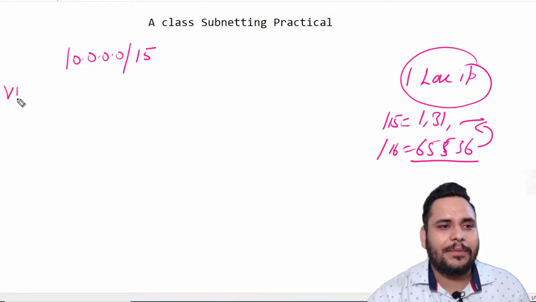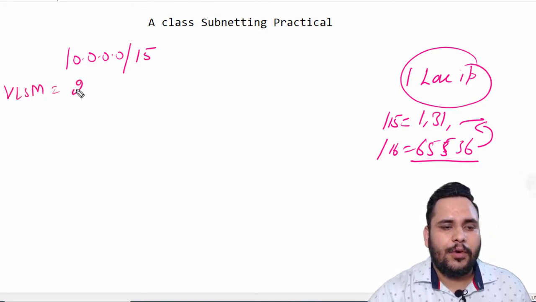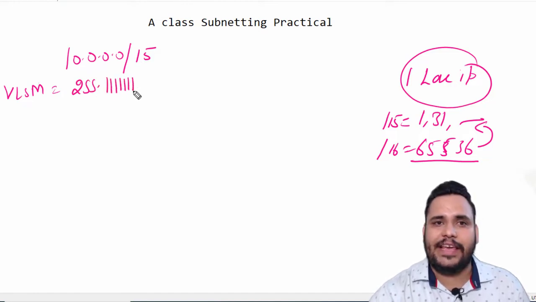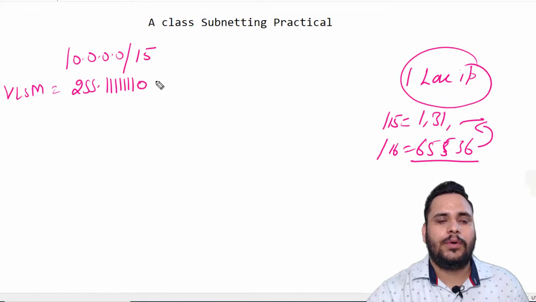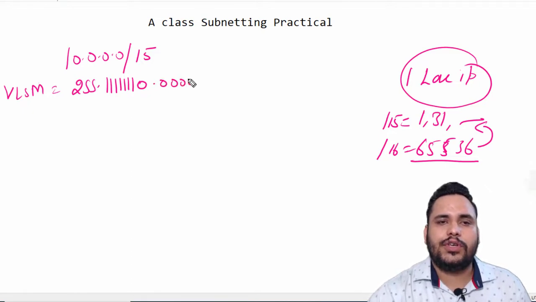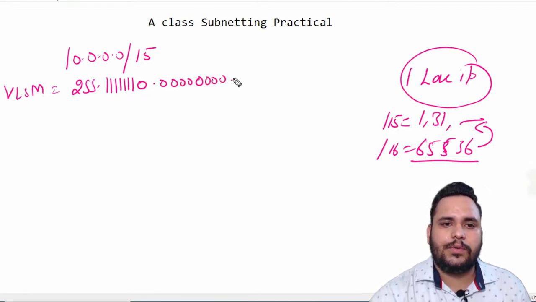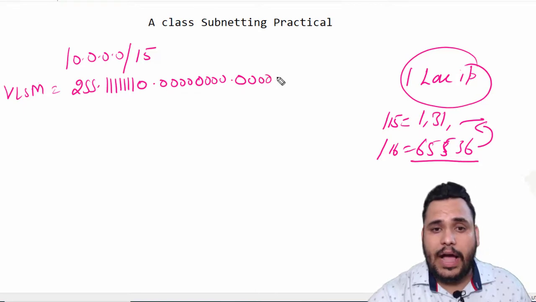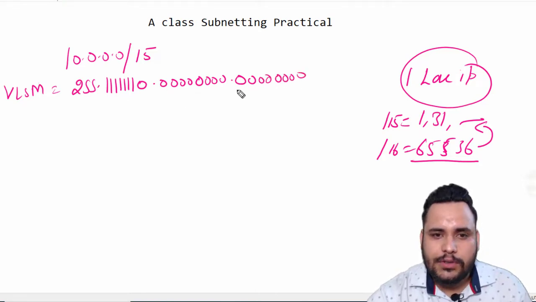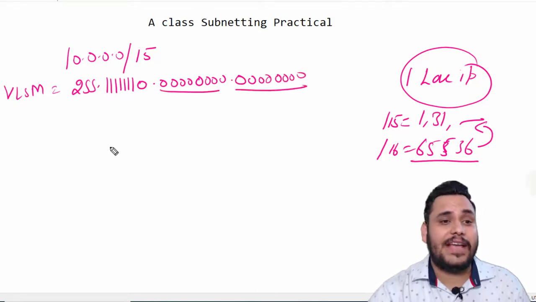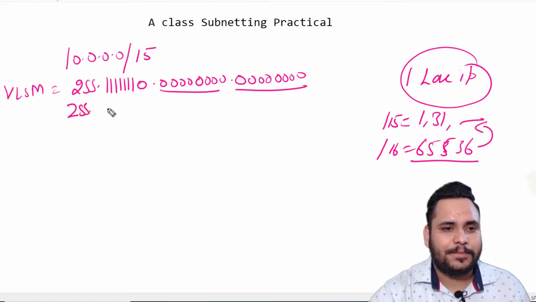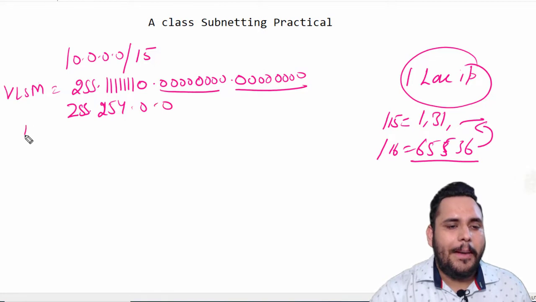So VLSM is 255, 1, 2, 3, 4, 5, 6, 7 and then 0, 0, 0, 0, 0, 0, 0, 0 and 0, 0, 0, 0 and 0, 0, 0, 0. So 17 bits are off here. 254.0.0. The magic value is 254.